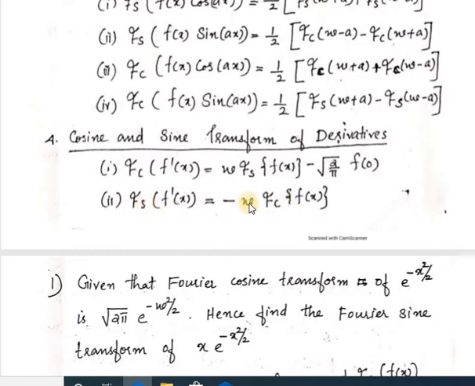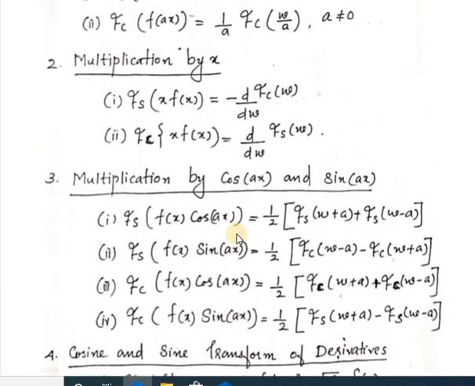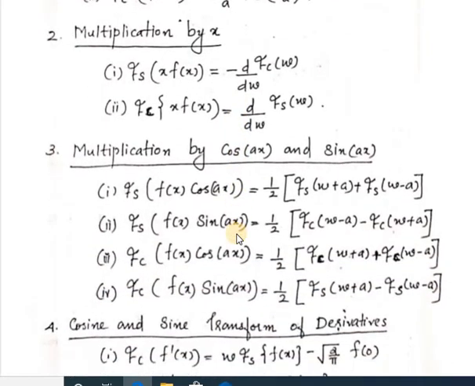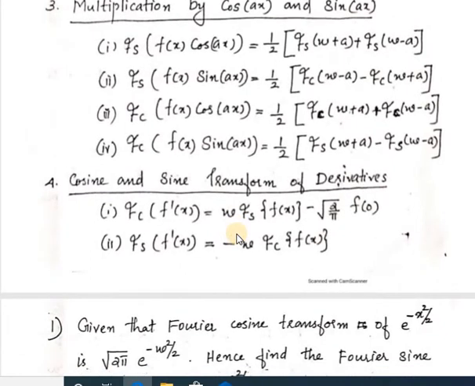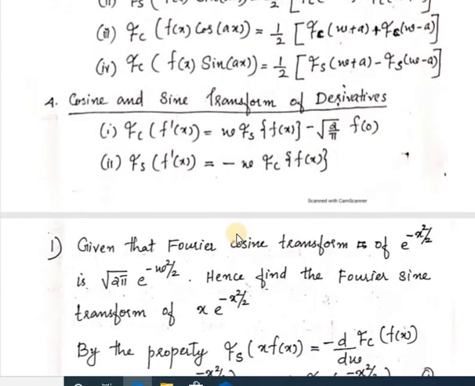So these are the important properties of Fourier sine and cosine transform, that is scale, change of scale, multiplication by x, multiplication by cos ax and sin ax, and derivative of Fourier cosine and sine transform. Now we will do one problem.